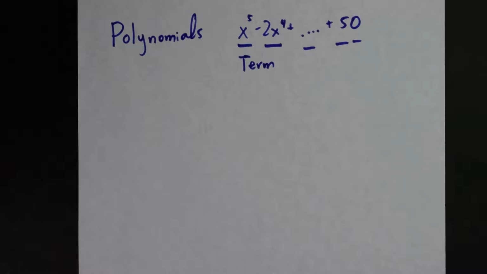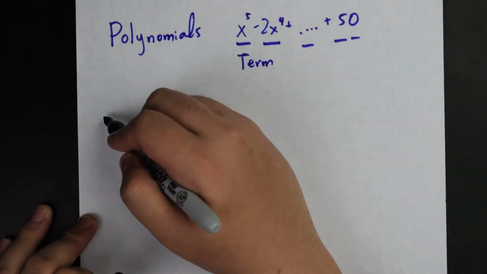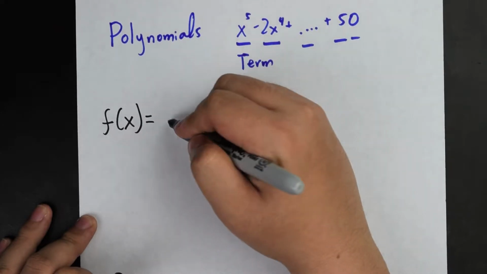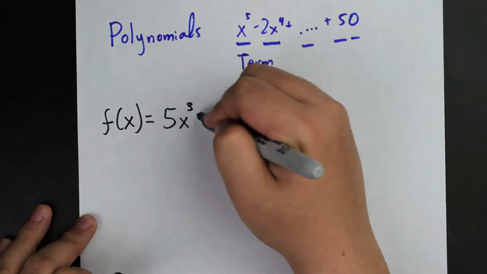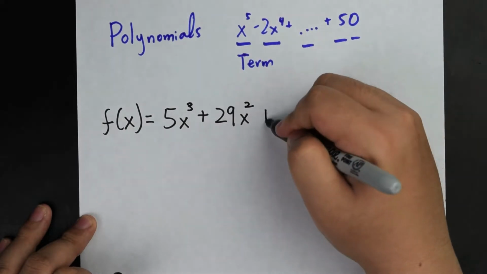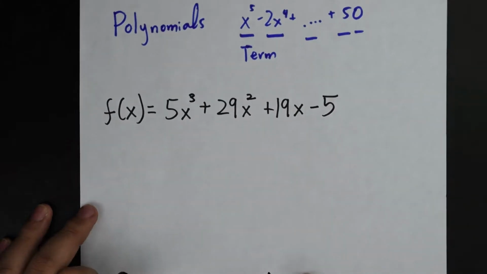So I'm going to write down a problem that's pertinent to this concept. Let's say the problem states this: f of x equals 5x cubed plus 29x squared plus 19x minus 5. It's going to look something like this.